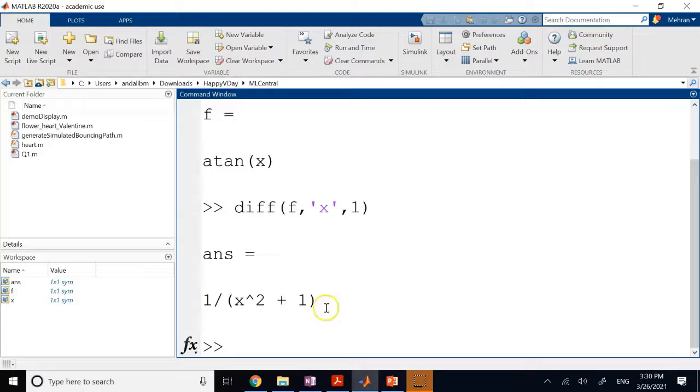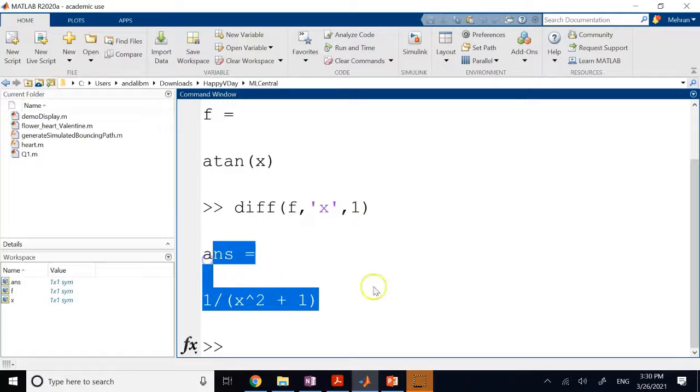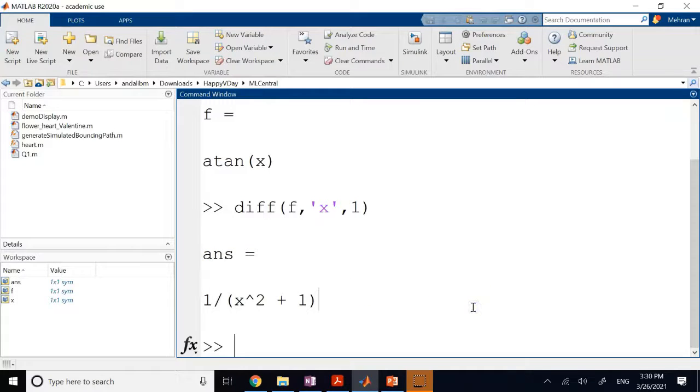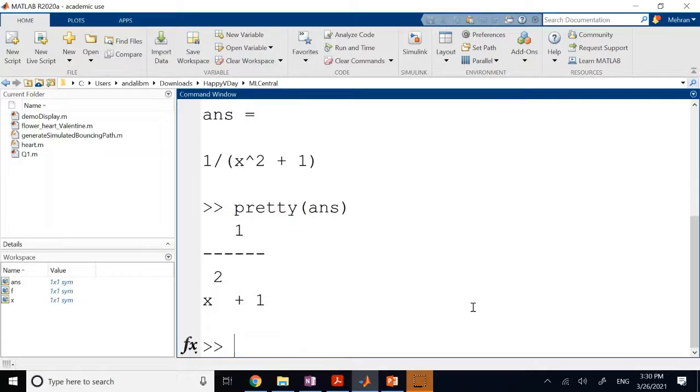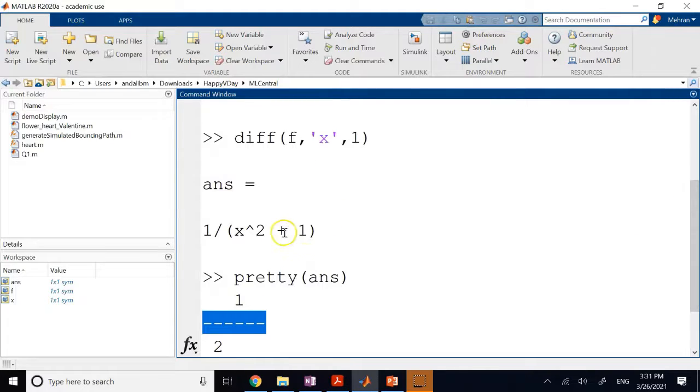Now, if the way it is showing it this way is not easy to read, there is a command in MATLAB that is actually nice. And that is called pretty. Seriously, yes. Pretty of answer. Look. Then it shows it in a way more readable manner, right? So it's actually drawing the line and everything and making it a lot better looking.